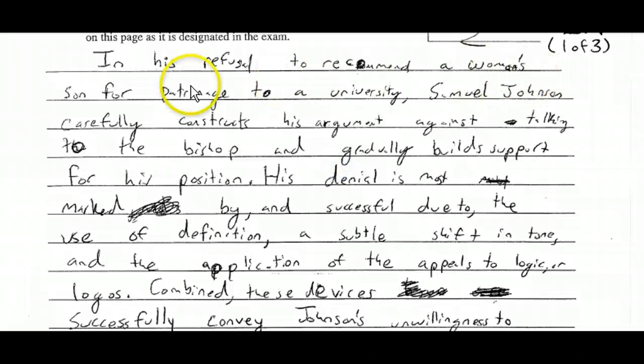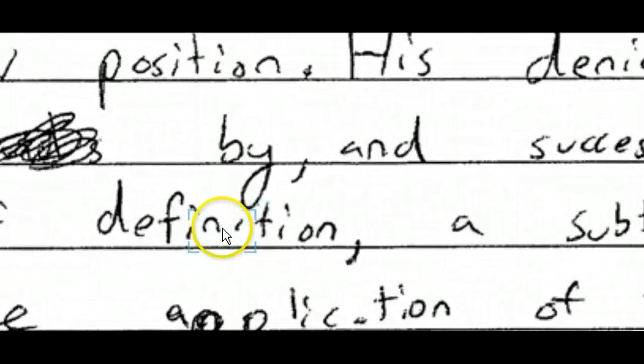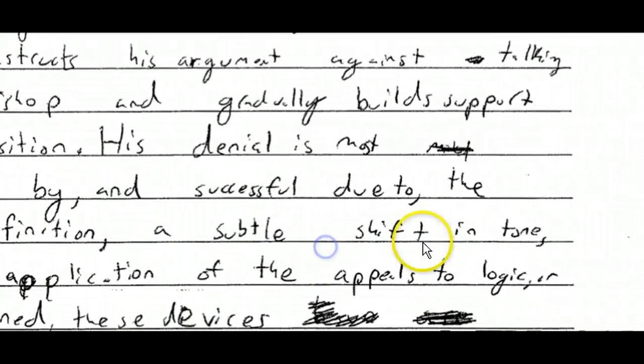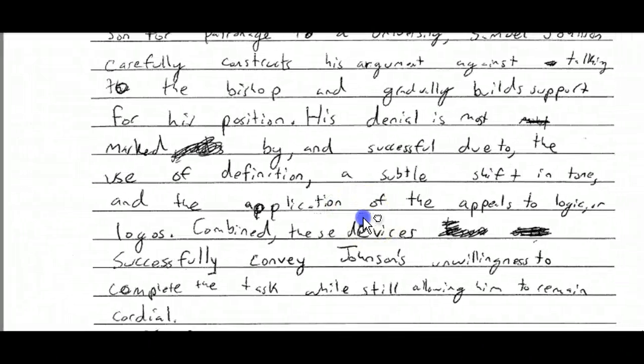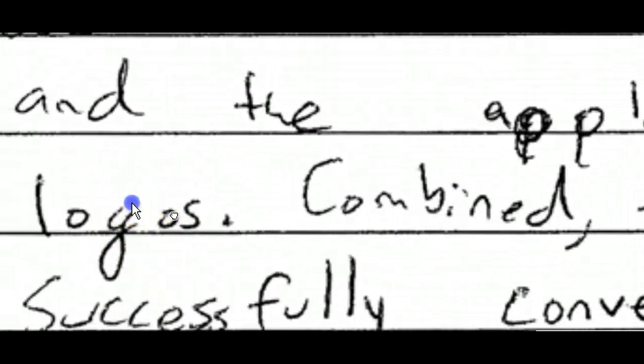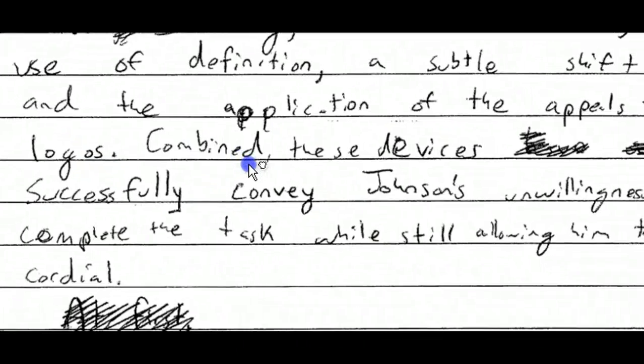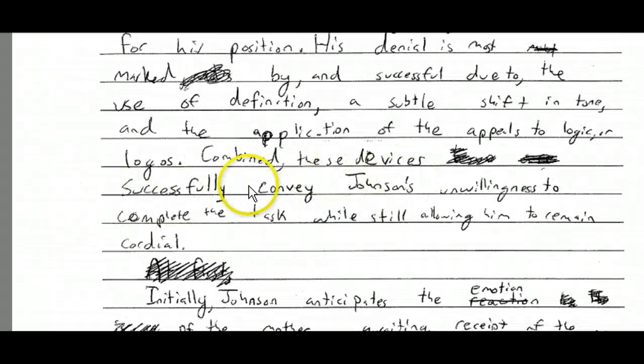In his refusal to recommend a woman's son for patronage to a university, Samuel Johnson carefully constructs his argument against talking to the bishop and gradually builds support for his position. His denial is most marked by, and successful due to, the use of definition, there's a strategy, a subtle shift in tone, there's a strategy, and the application of the appeals to logic or logos. There's the third strategy this student is writing about. Combined, these devices successfully conveyed Johnson's unwillingness to complete the task while still allowing him to remain cordial.